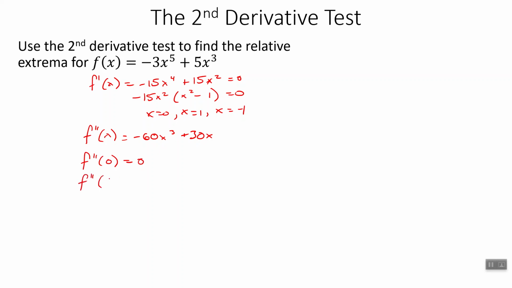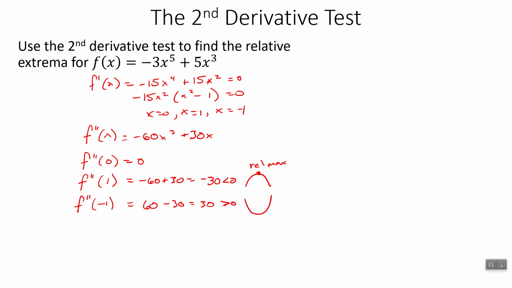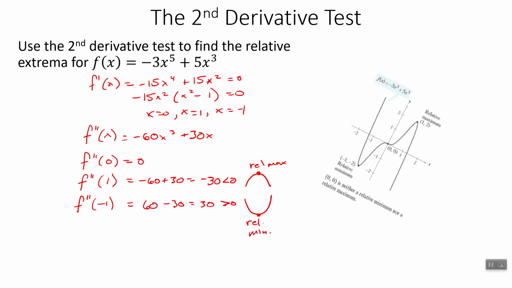Next, what's f double prime of 1? Well, we're going to get negative 60 plus 30, which is negative 30. So that's less than 0. So that must mean we are concave down there, so that's a relative max. And if we try negative 1, we're going to get negative 60 times negative 1, so that's positive 60. 30 times negative 1 is minus 30. So it's going to be 30. It's greater than 0, so we are concave up. That's a relative min. And at 0, it's inconclusive. We're not really sure.